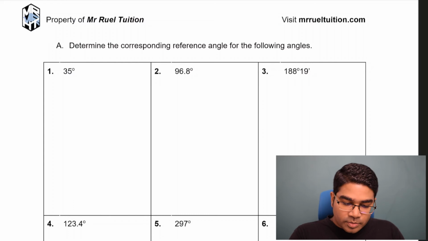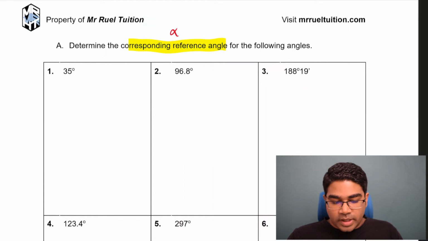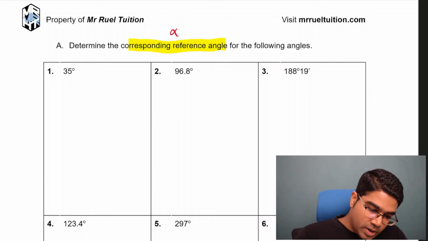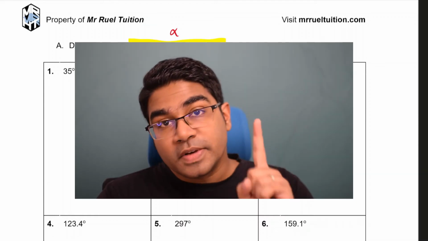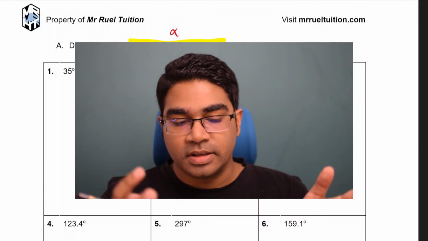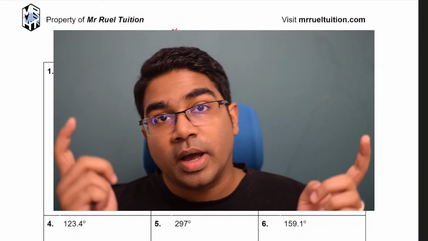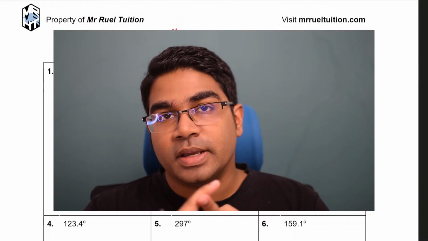First, let's practice finding alpha. Determine the corresponding reference angle. The corresponding reference angle is alpha. This is what it is called for the following angles. So first, let's look at number 1, 35 degrees. The first thing you need to do is identify which quadrant the angle is in. So this is theta. We need to identify the quadrant theta is in. How do we identify the quadrant it is in?